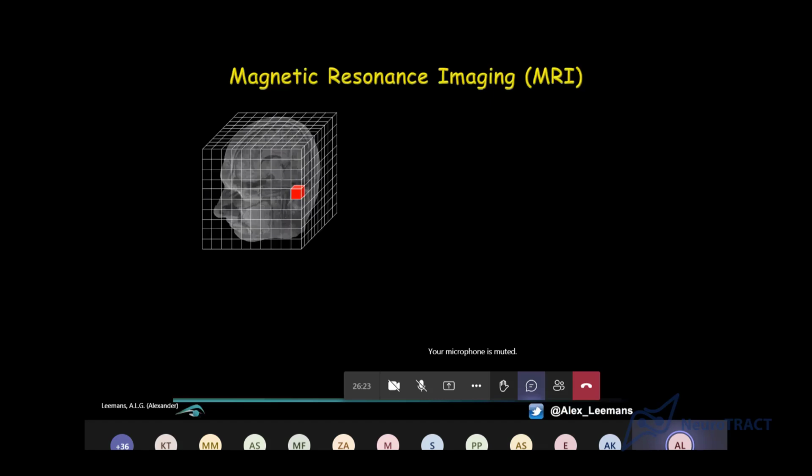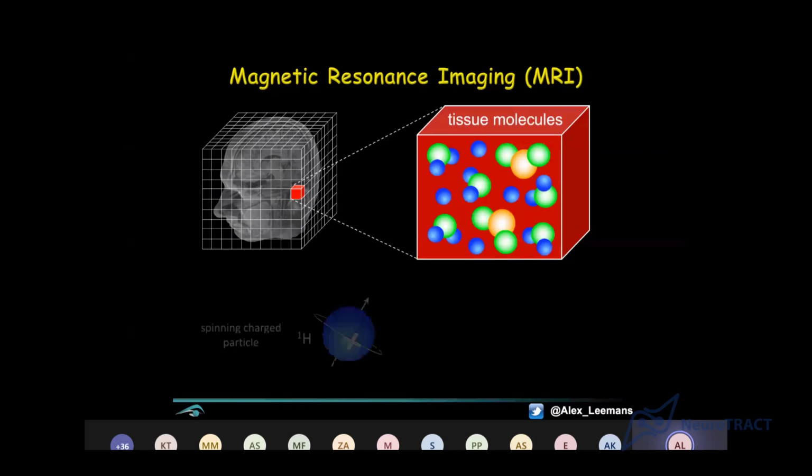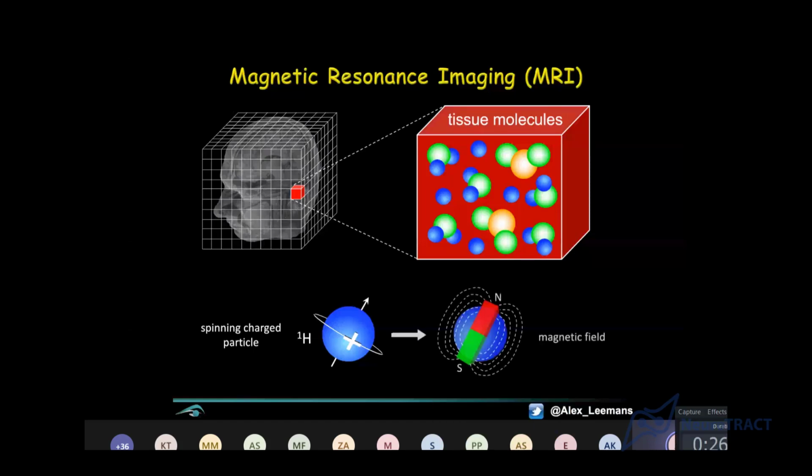So, all right. Let's consider this brain. We've got all these little cubes, voxels. Within a voxel, within human tissue, we've got molecules, many molecules, and it's the spinning charged particle, the hydrogen atom, that is important. It acts like a little magnetic field, if you want.